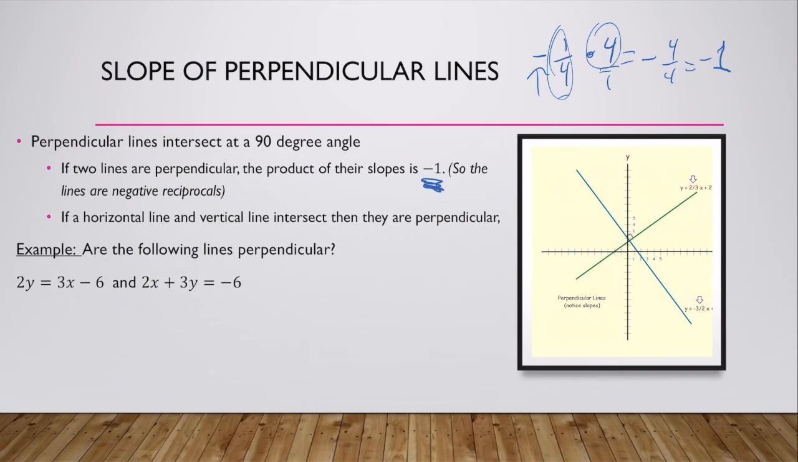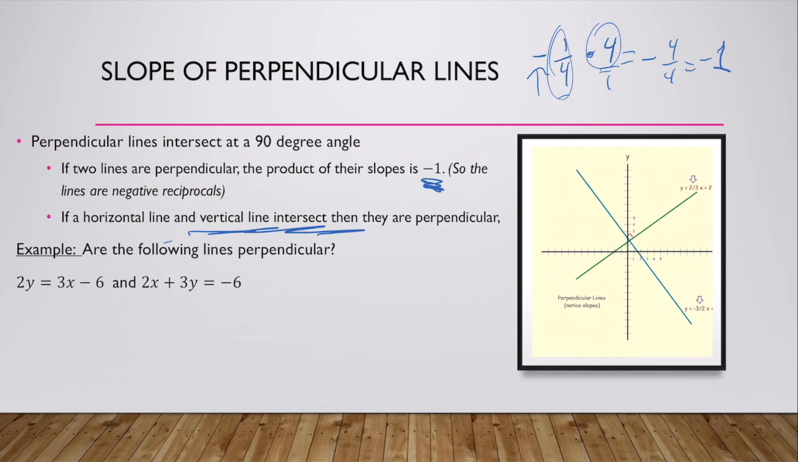Horizontal lines and vertical lines that intersect are perpendicular as well. And they wouldn't have a product of their slopes of -1 because the vertical line's slope is undefined. So let's determine if the following lines are perpendicular.